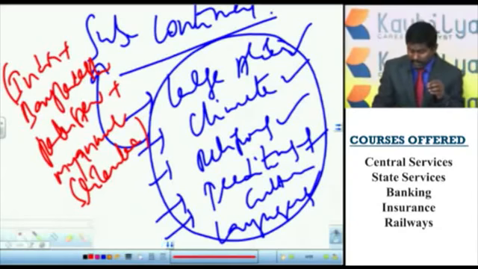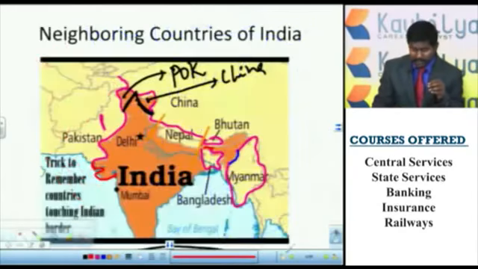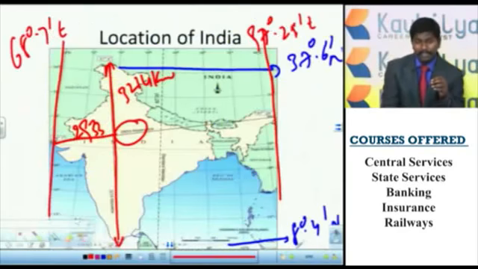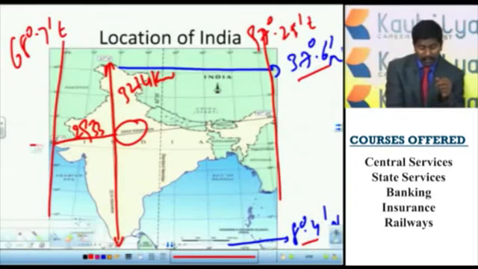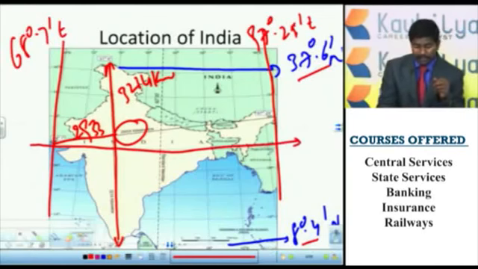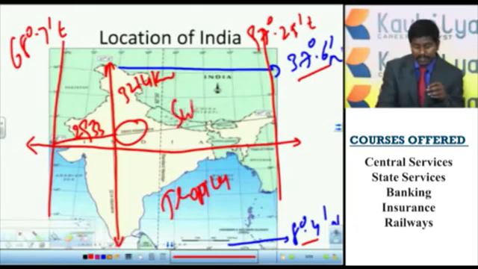Now if you see the location of India according to latitudes and longitudes, India is located in the northern hemisphere, between 8 degrees 4 minutes north and 37 degrees 6 minutes north. The Tropic of Cancer passes through the Indian landmass and divides this country into two unequal parts. Some part of the country is above the Tropic of Cancer and some part is below. That means one part of the country is under the tropical region, and the other part is under the subtropical region.